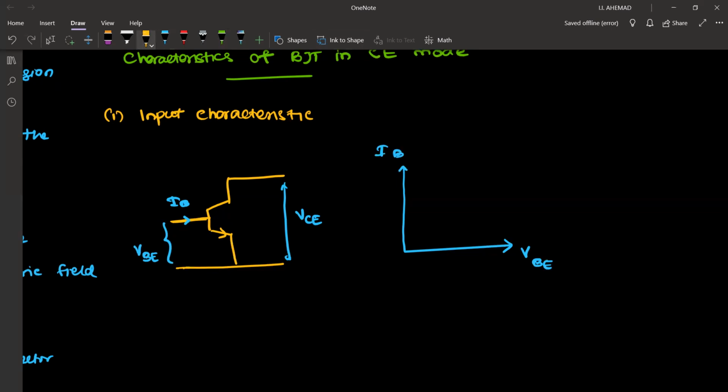for a certain voltage, up to a certain voltage, there is no IB current. And then suddenly the IB current increases. So it is just like a normal diode. And here it's around 0.7 voltage. So when the base emitter region is forward biased, current will start to flow. Until then, there is no current IB. So that will occur at around 0.7.